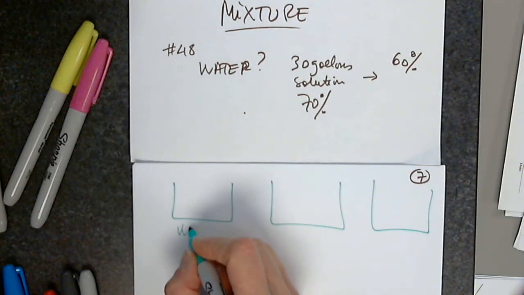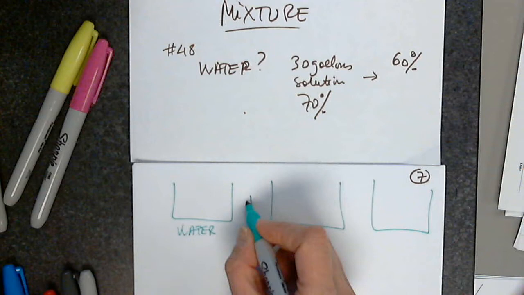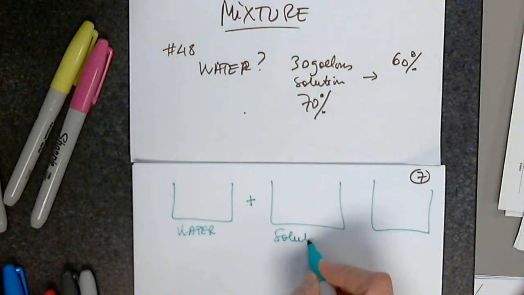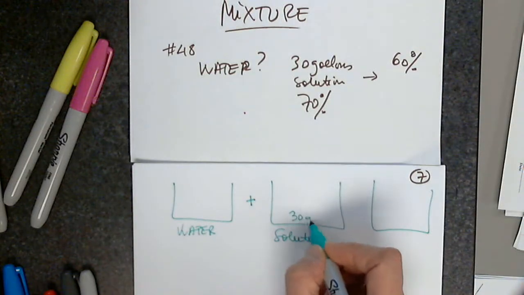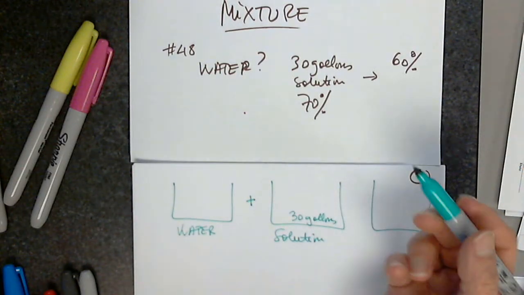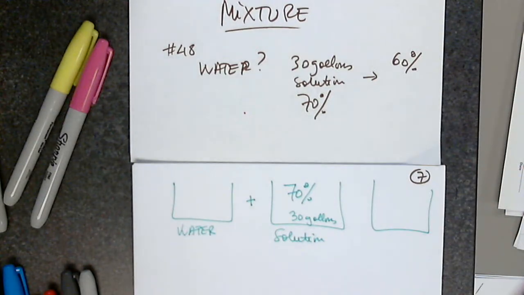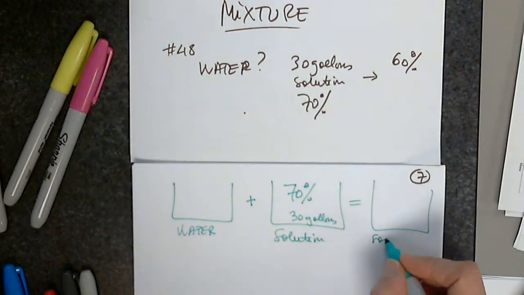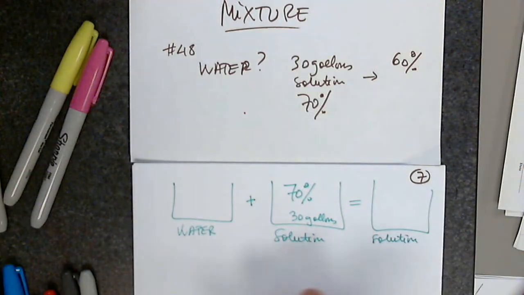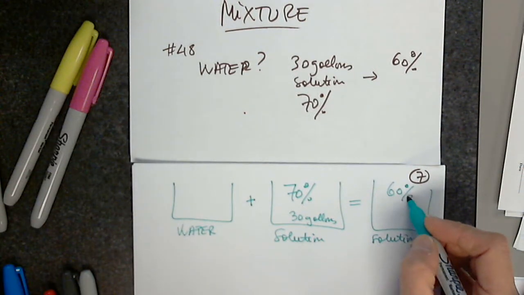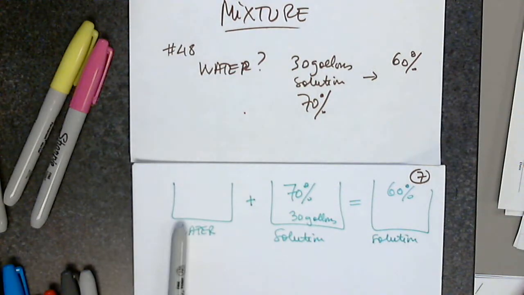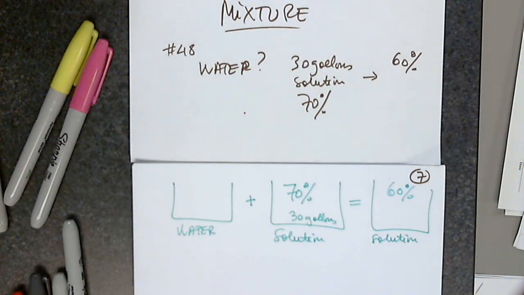So this is the water. I'm adding it to solution. And here I know I have 30 gallons, and I have the 70% concentration. And the result is another solution, and what I know about this is that the concentration is 60%. So I envision 3 containers: a container with water, I don't know how much; a container with a solution that has 30 gallons, concentration 70%; and a third empty container.